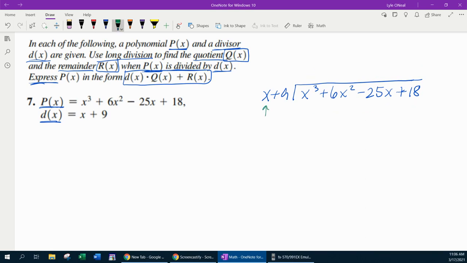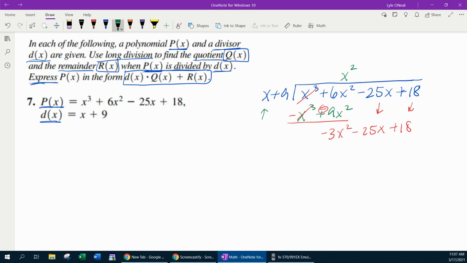So what would I multiply X by to make X to the third? Well, that would be X squared. And then we need to distribute. X squared times X is X to the third. X squared times 9 is a plus 9X squared. Next, draw the line, change the sign, and then combine. Cancel. 6 minus 9 is negative 3x squared minus 25x plus 18. I'm bringing them both down. And then we're going to rinse and repeat.